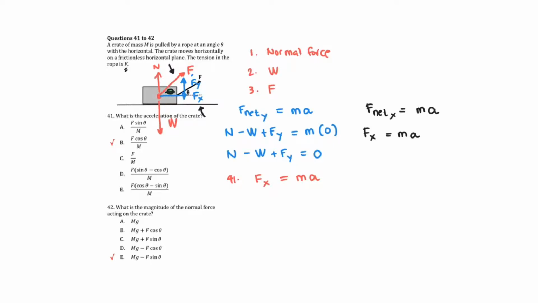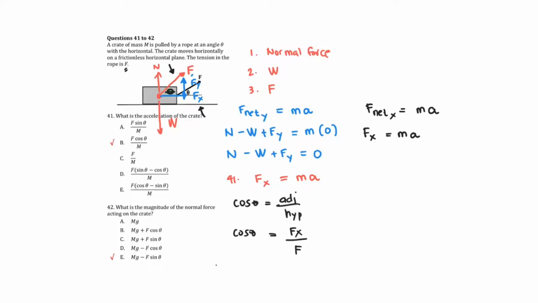So recall that cosine theta is equal to the adjacent side over the hypotenuse. So we have cosine theta, the adjacent side is equal to Fx. So once again, this is our angle. The adjacent side is the side that is beside that angle, divided by our hypotenuse. So in this case, our hypotenuse is our F.